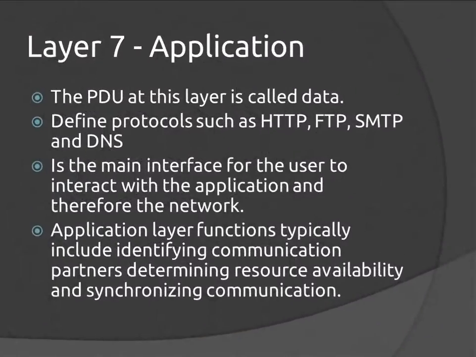Layer 7 of the OSI model is the application layer. The PDU at this layer is called data. It defines protocols such as HTTP, FTP, SMTP, and DNS. It is the main interface for the user to interact with the application and therefore the network. The application layer functions typically include identifying communication partners, determining resource availability, and synchronizing communication.